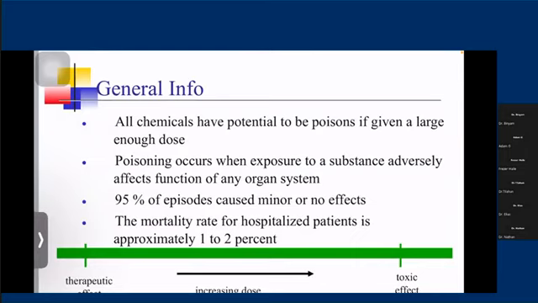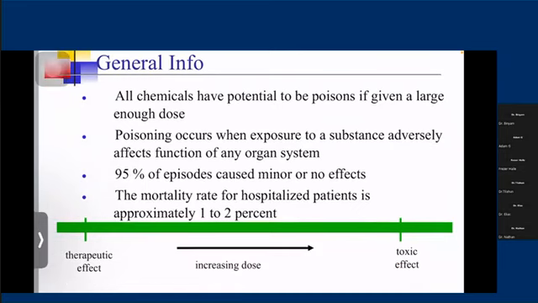So, general information. As we know, all chemicals have the potential to be poisonous if given at a large dose. This is one of the things I have to emphasize, because all medications, including antibiotics, cardiac medication, and antihypertensive medication, that can be given to a patient for a therapeutic reason can also be consumed at a large dose with the intention of suicide, and that can cause life-threatening conditions.